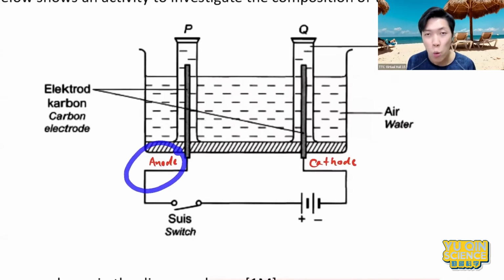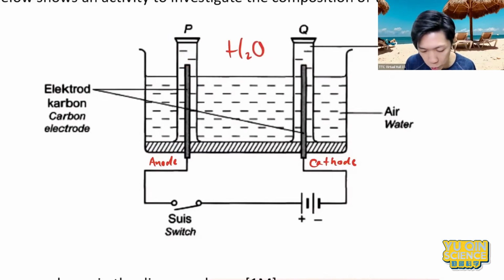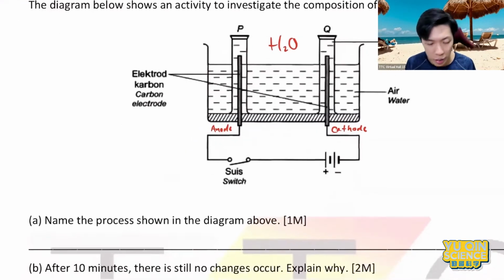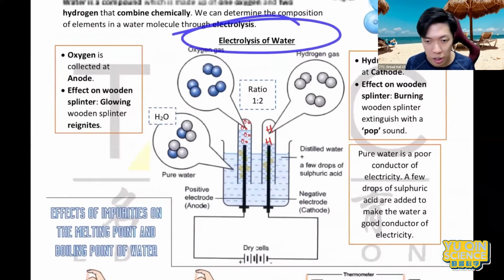The anode will attract the oxygen out of the water. Because we know water is H2O, so there is oxygen, there's hydrogen. So the anode will attract the O, and the cathode will attract the H. But it's actually H2 and O, just for illustration purposes. So we know that the oxygen goes to the anode, the hydrogen goes to the cathode, just to confirm everything. Now name the process shown in the diagram above. It's called electrolysis of water.